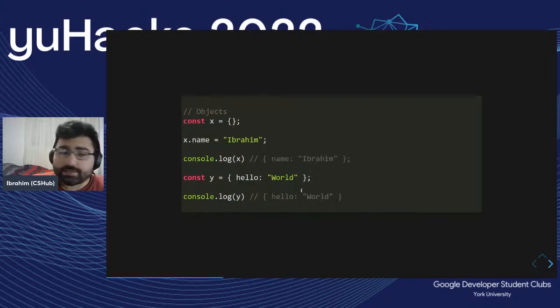Finally, objects. We can declare an object like this, const x equals the object, so brackets. We can set a key name to Ibrahim, and then we can console.log it, and that will give us this. This is wrong. Just this, and then we can declare a non-empty object like this, and then again we can just console.log it, and this is the output.